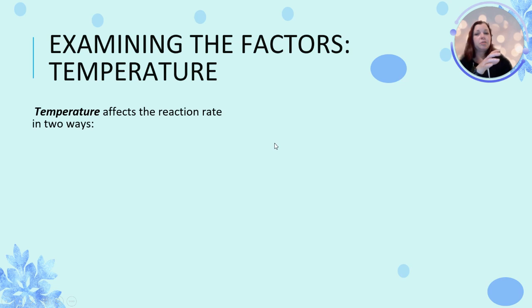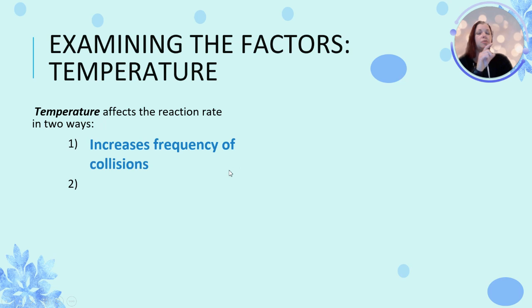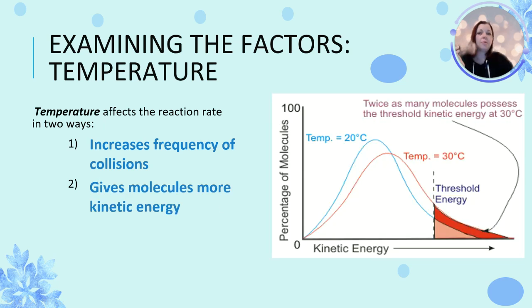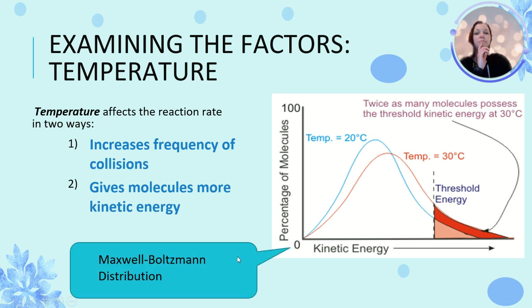If we talk about temperature for a minute, temperature affects the reaction rate in 2 ways. Number 1, it increases the frequency of collisions because it speeds up the molecules. It makes them move faster, and therefore they collide more often. And it gives the molecules more kinetic energy. So it does those 2 things. More collisions occur, and then more molecules have the threshold energy to perform the reaction. And again, this is a Maxwell-Boltzmann distribution.